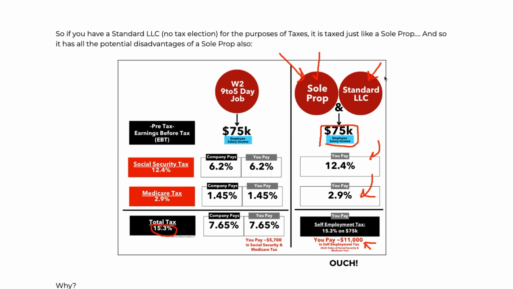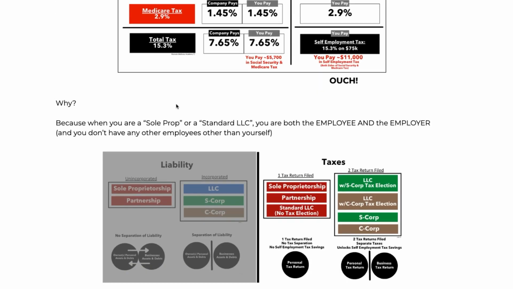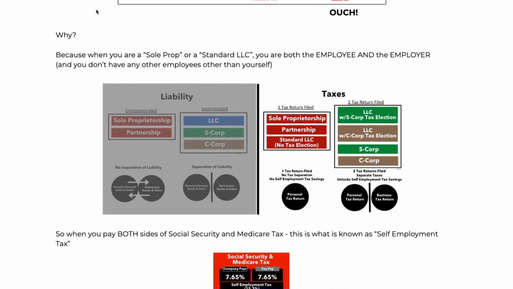This is very important to understand. I hope I am not losing you right now, okay? Please just stick with me. We're taking it step by step, okay? The sole prop and the standard LLC in which there's no tax election have the same issue. Why? Because when you are a sole prop or when you are a standard LLC, you are both the employee and the employer.